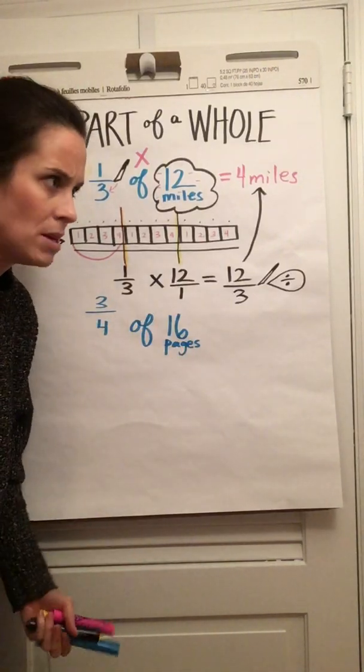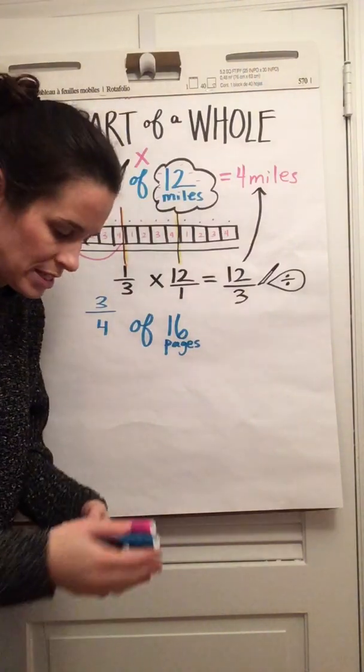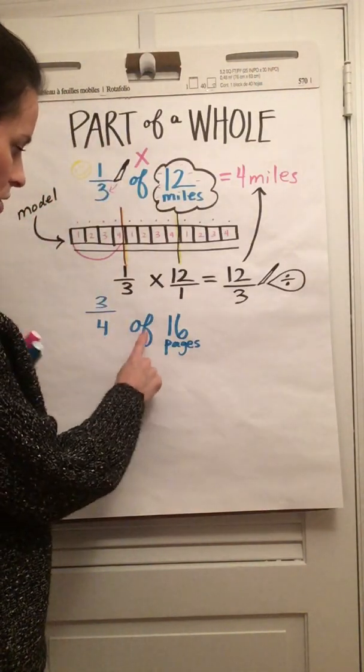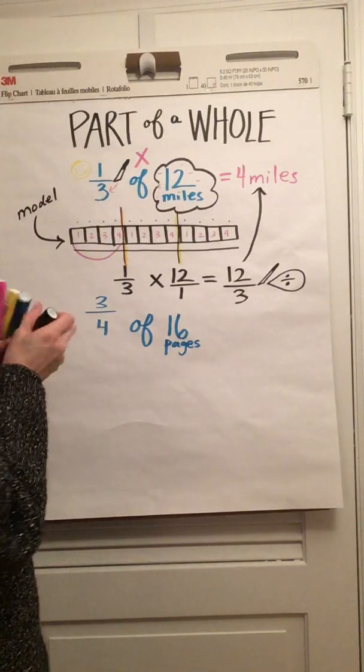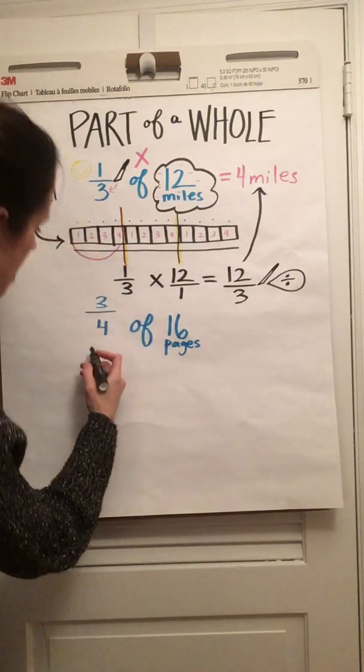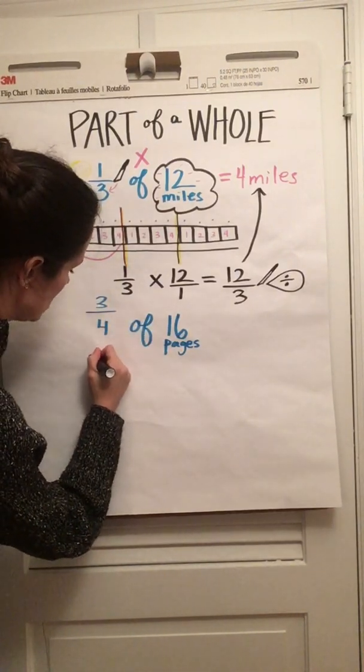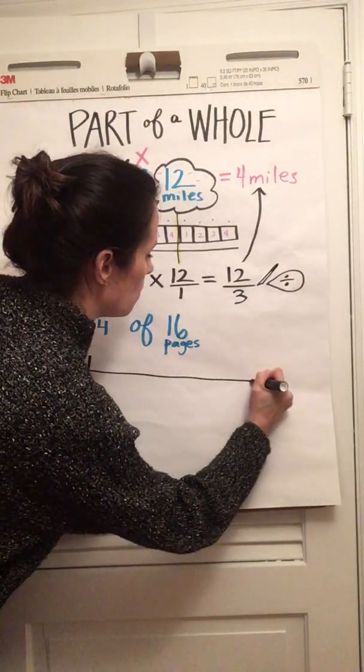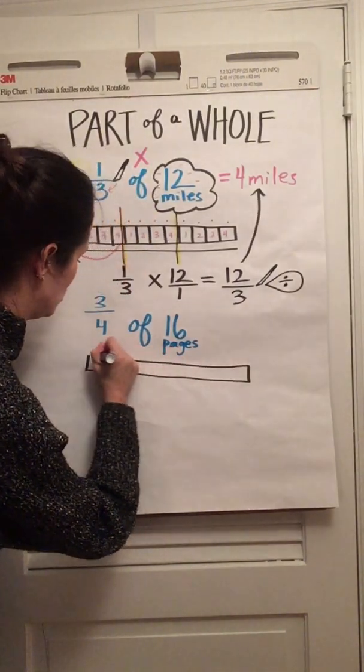So I want to know, well, how many pages? Where are we at? Where do we stop? What is 3/4 of 16? Now, again, can we use a model? Yes. Okay? So thinking that the whole book is 16 pages.